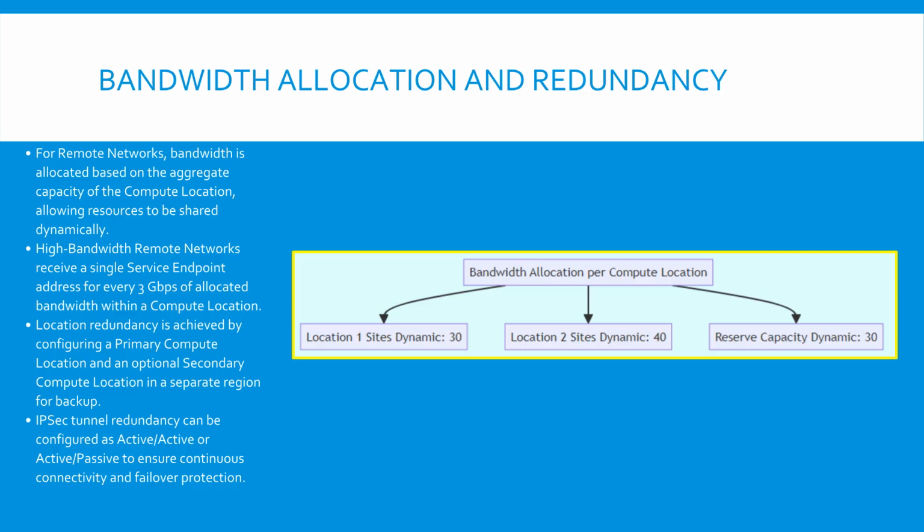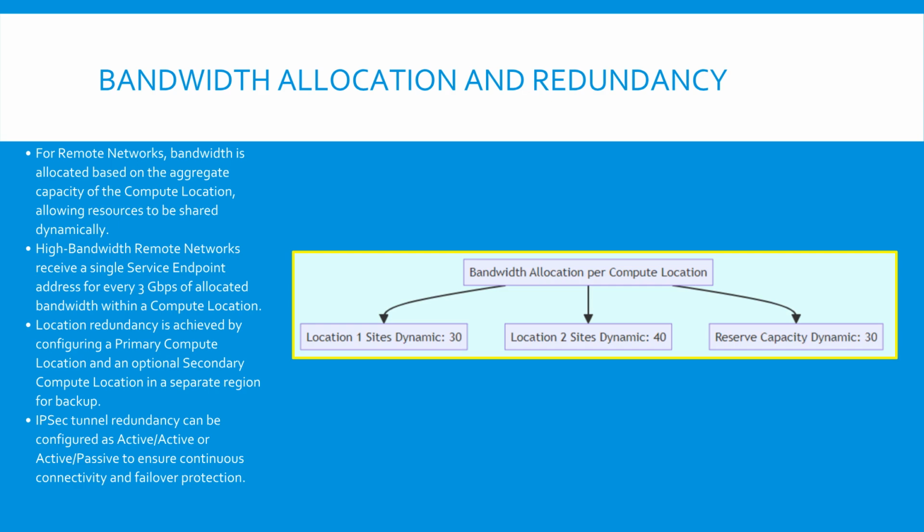This is a flexible model, ensuring that bandwidth can be dynamically reallocated as needed. For remote networks designed for high performance, Prisma Access simplifies endpoint configuration by typically providing a single IP address, or fully qualified domain name, FQDN, as the service endpoint address for every 3 gigabits per second of bandwidth allocated in that compute location. To ensure business continuity, redundancy is crucial.